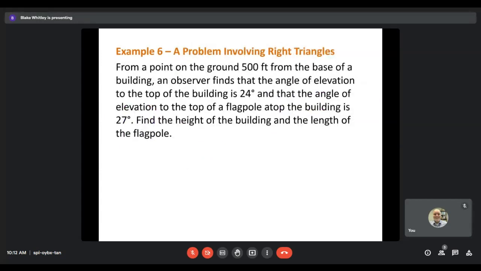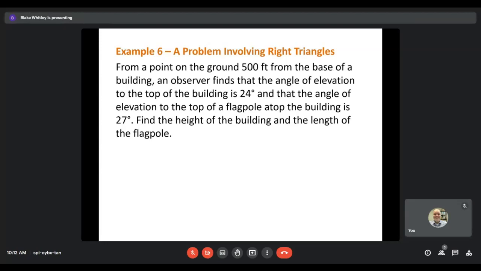All right, and our last example from this section: from a point on the ground 500 feet from the base of a building, an observer finds that the angle of elevation to the top of the building is 24 degrees. The angle of elevation to the top of a flagpole atop that building is 27 degrees. We need to find the height of the building and the length of the flagpole.